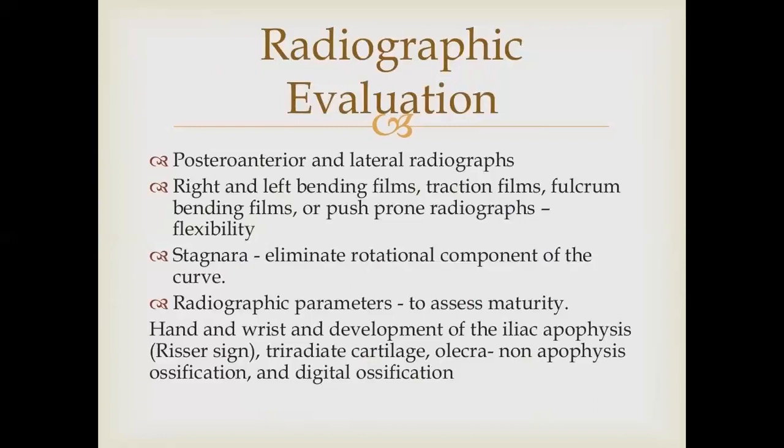Now, moving on to the radiographic evaluation. Posterior-anterior and lateral radiographs, right and left bending films, traction films, fulcrum bending films or push-prone radiographs for flexibility. Stagnara eliminates the rotational component of the curvature. Radiographic parameters to assess maturity: hand and wrist development, the iliac apophysis, Risser sign, triradiate cartilage, olecranon apophysis ossification, and digital ossification.